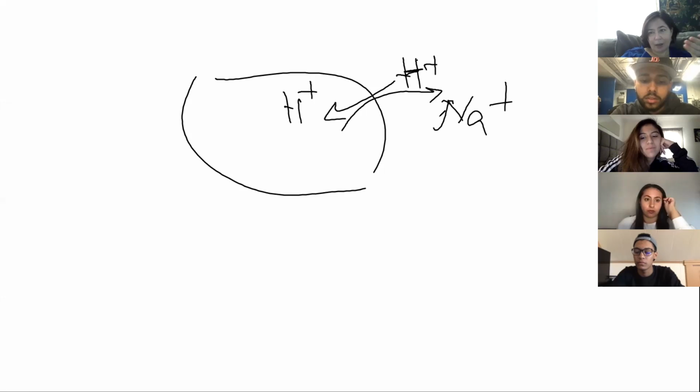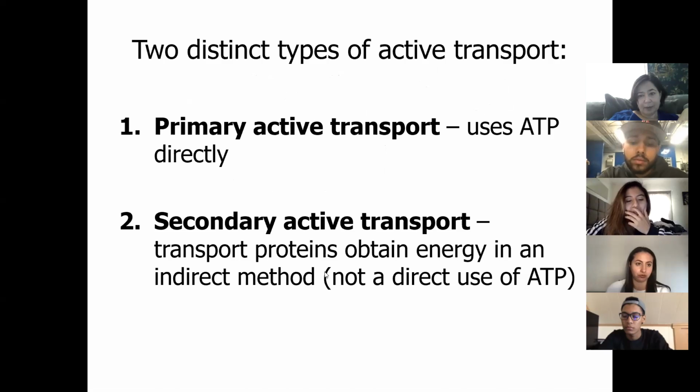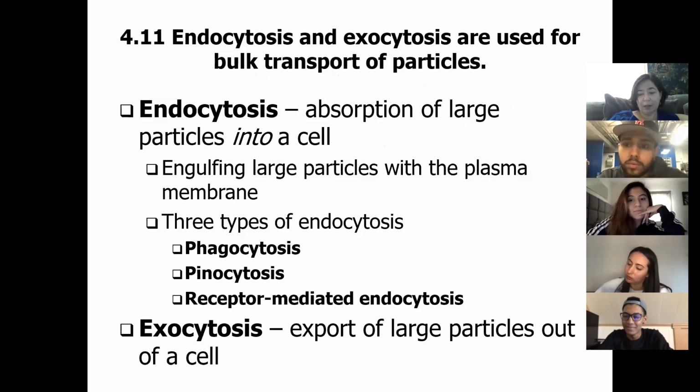But it's okay. I want you to read it and understand it, but again, that's not the most important part of the material from today. It's not direct use of ATP, it's actually using the energy of other molecules that move in and out of the cell.